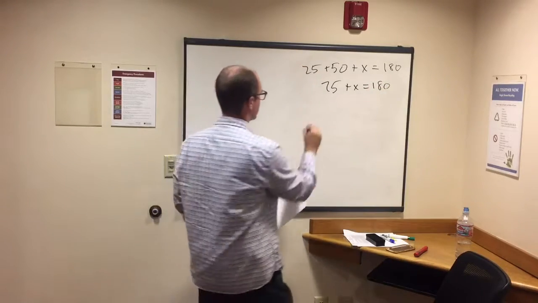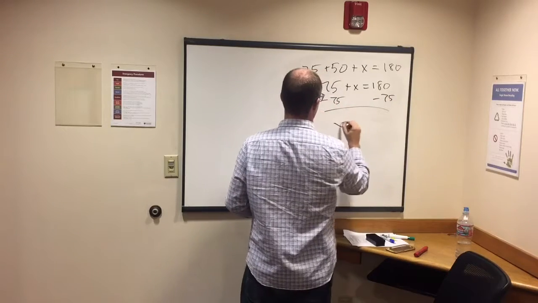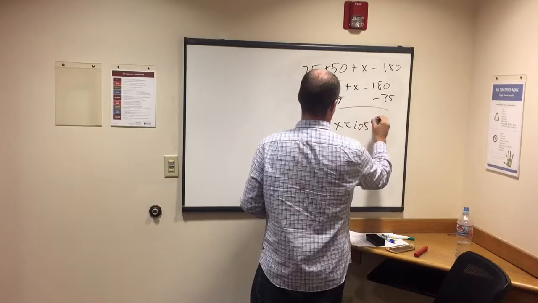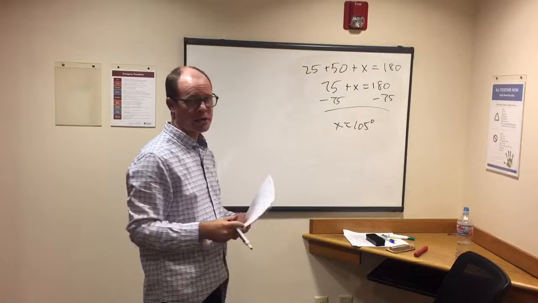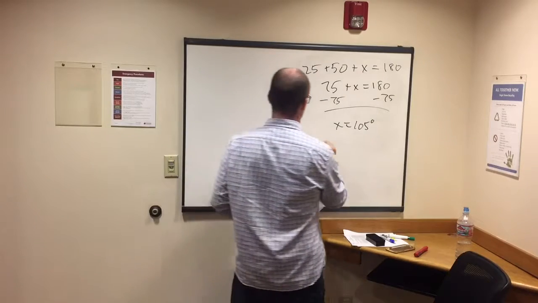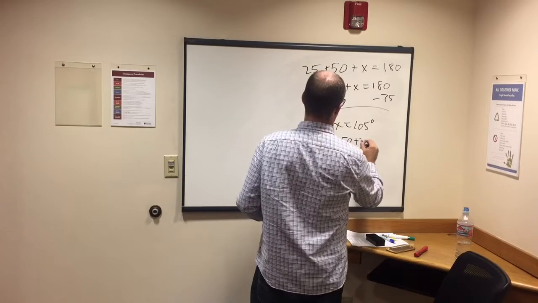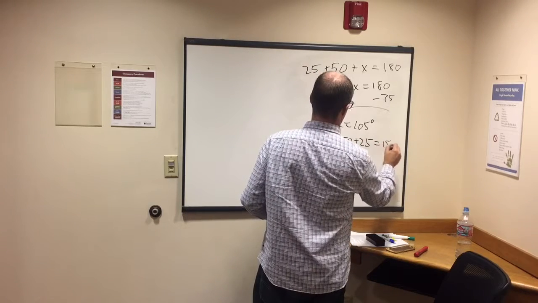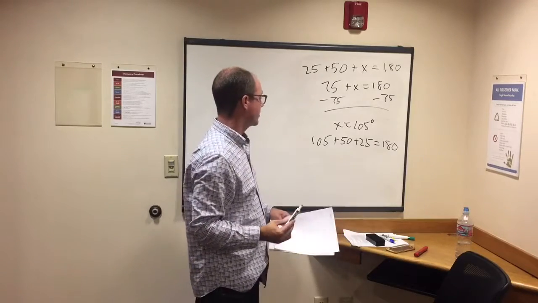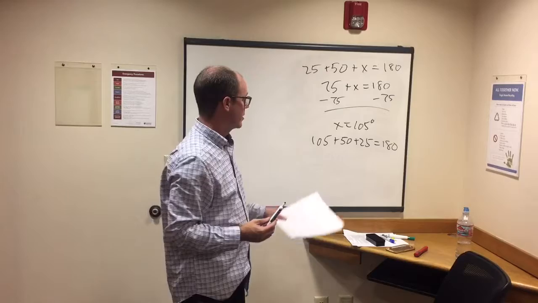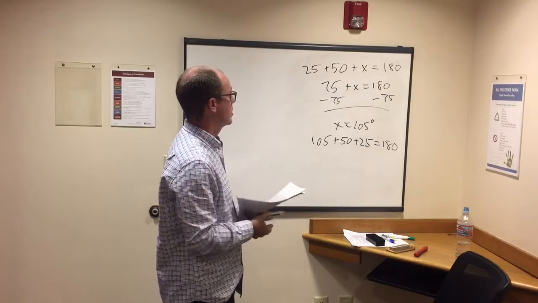Now it's starting to look pretty obvious. Subtract 75 from both sides, x is 105 degrees, right? And then if you want to back check it, 105 plus 50 plus 25 equals 180, right? 105 plus 50 is 155, 155 plus 25 is 180. So that's how we solve that.